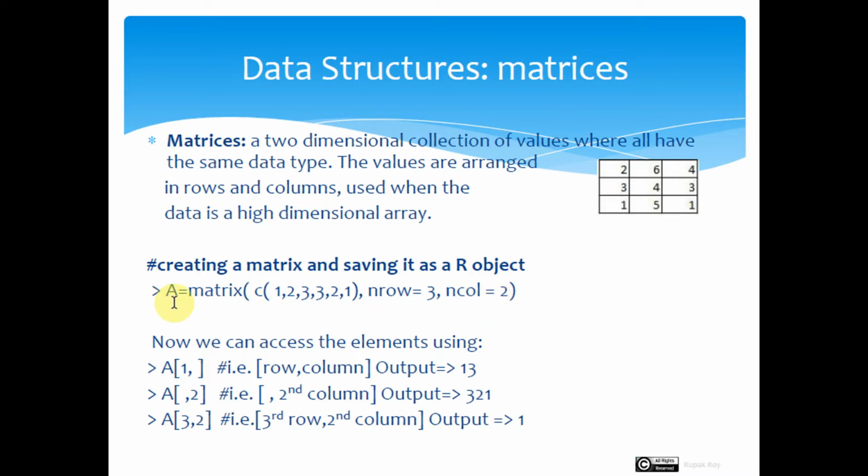To access those values, simply use the R object A, then define the positions in row and column format. For example, A, first value of the row, comma, blank, then close the bracket. Blank space refers to all the values of the column. The output will be 1 3. The same goes with the second one. And for a particular value, just define the row and the column position of that value.